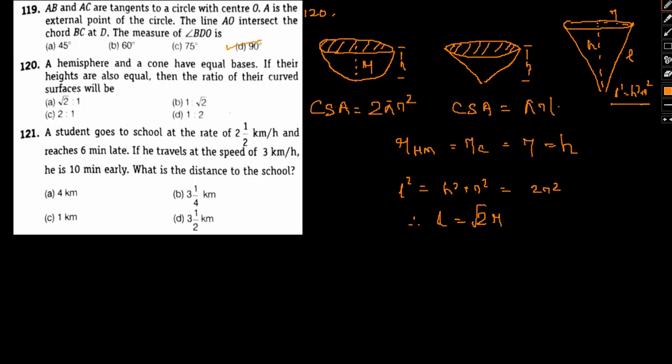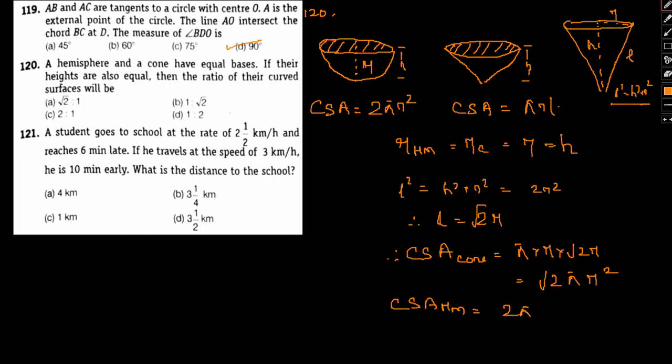Okay, so therefore if we write the CSA, curved surface area of cone, we can write pi into r into root 2 r, that is root 2 pi r square. And CSA of hemisphere can be written as 2 pi r square.